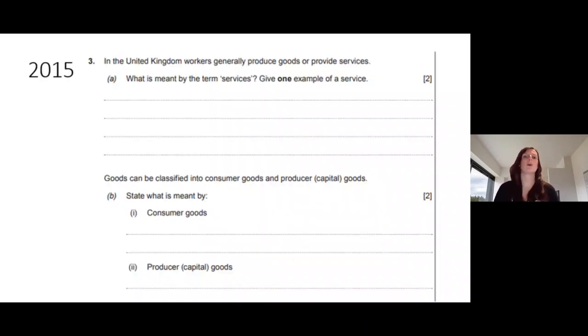So, exam questions on goods and services. This is from the 2015 paper, just to give you an idea. I would like you to pause the video and have a little look to see whether you could do this without seeing the answers.